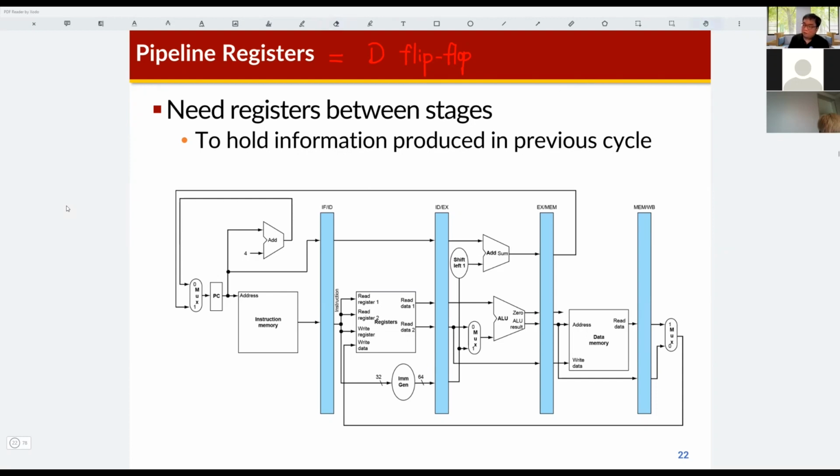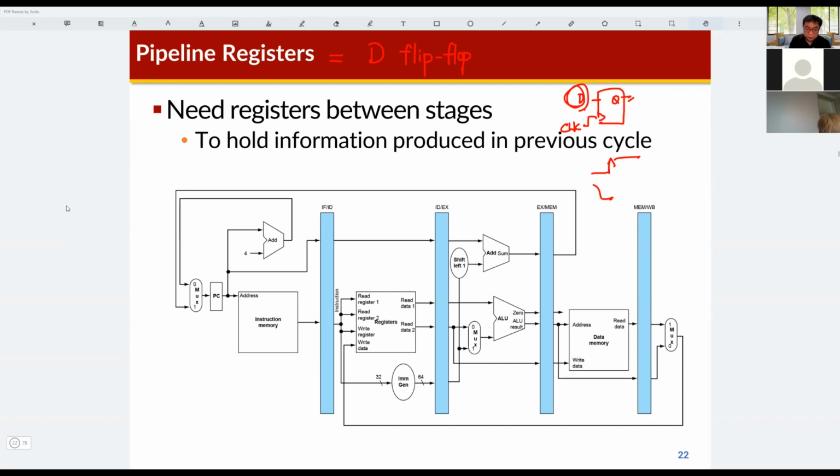We learned about the D flip-flop in the digital system course. So what is the D flip-flop? It has the clock, this is the input, and this is the output. What is the operation of this D flip-flop? At the rising edge of the clock, this input value is updated to the output Q. That is the operation of a D flip-flop.